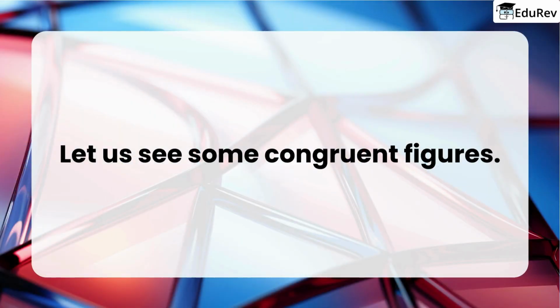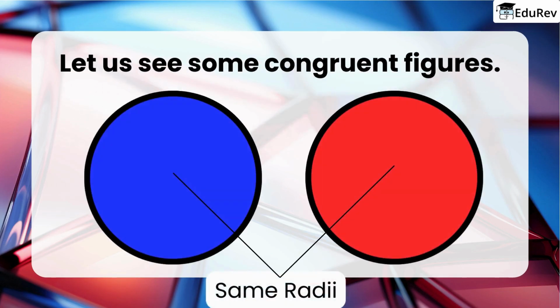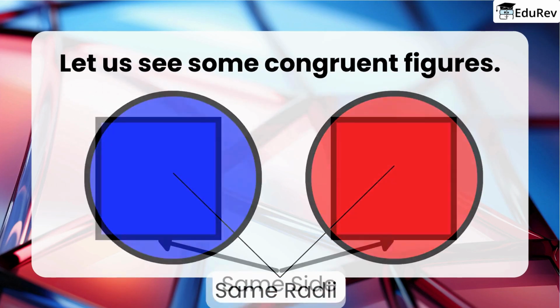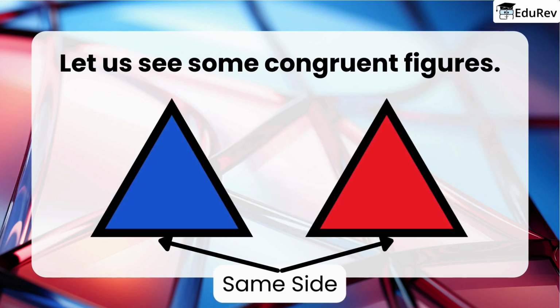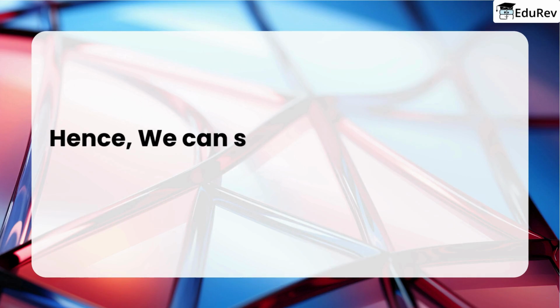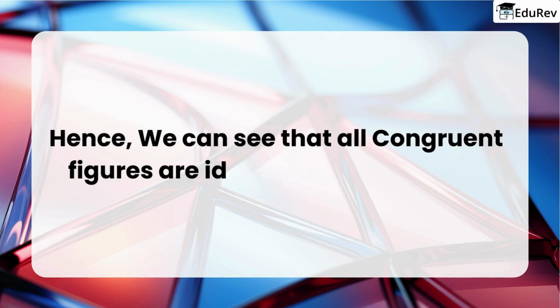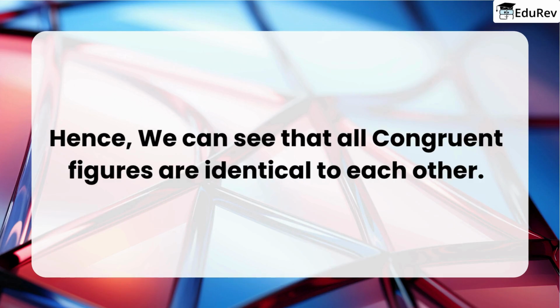Let us see some congruent figures. Circles with the same radii. Squares with the same side. Triangles with the same sides and angles. Hence, we can see that all congruent figures are identical to each other.